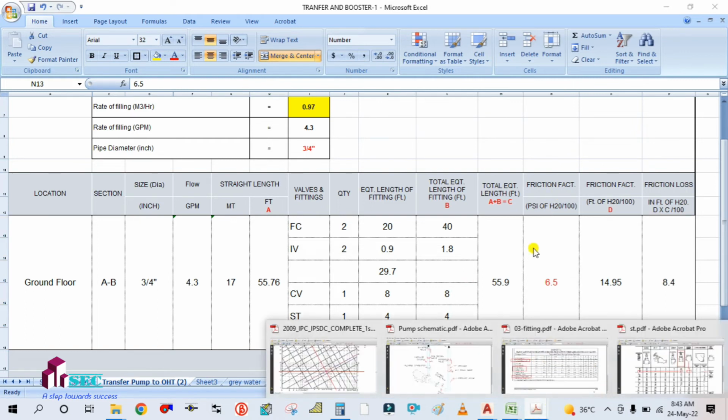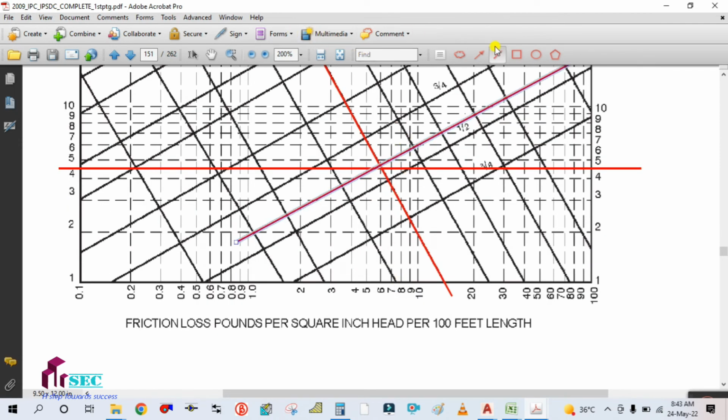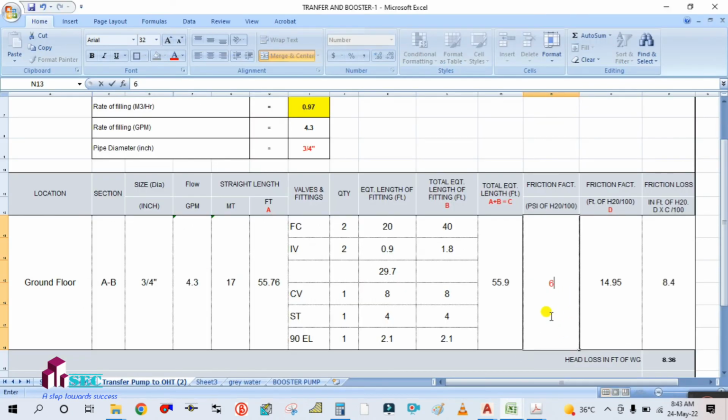So this friction factor we are getting from this chart. How to find this? Simply draw one line where these three lines are coinciding. You can see on this horizontal axis, the friction loss, pounds per square inch head per 100 feet of length. So this is per 100 feet. We are getting 6, so simply enter 6 here. This is 6 we are getting for 100 feet.